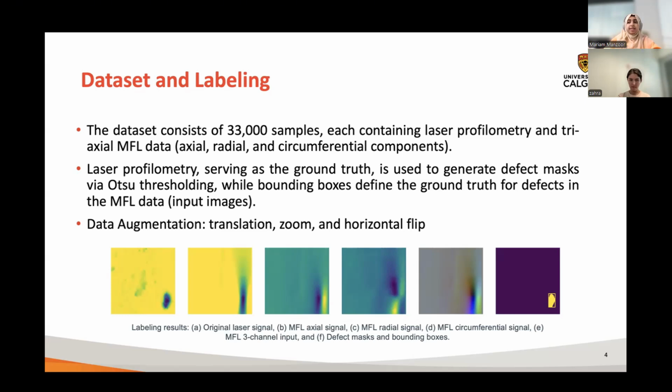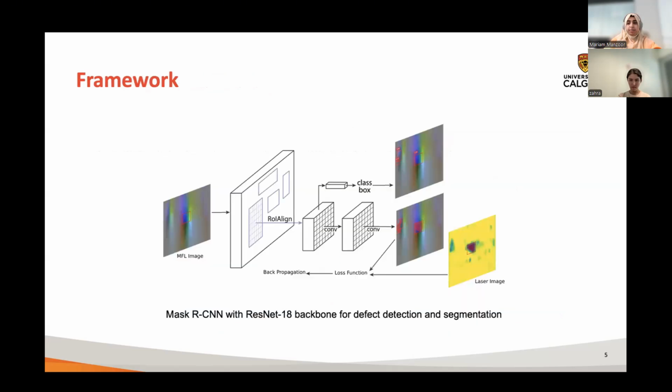On this slide, you can see an example of the original laser image, the MFL axial signal, radial signal, circumferential signal, and the combined three-channel input, along with the defect mask and bounding boxes we detected from auto thresholding.